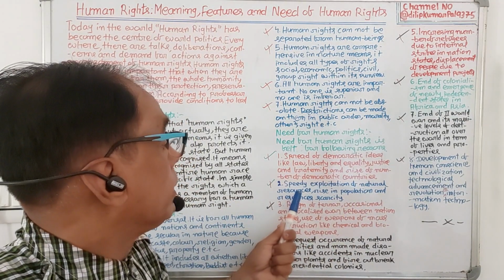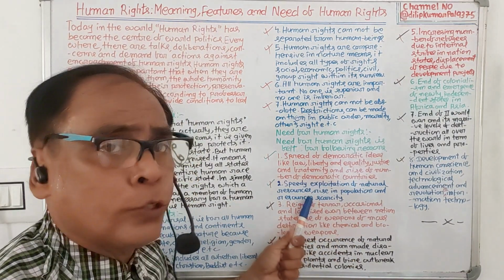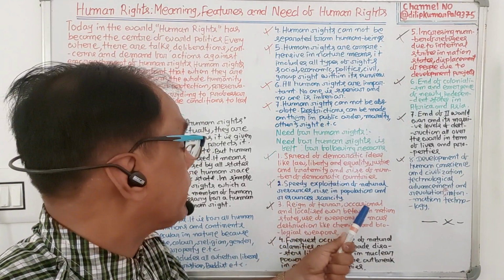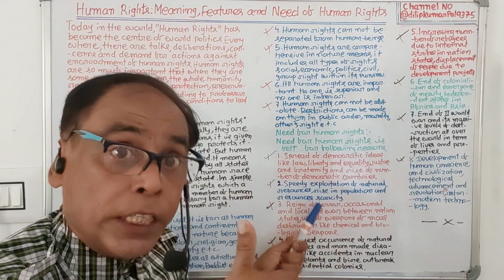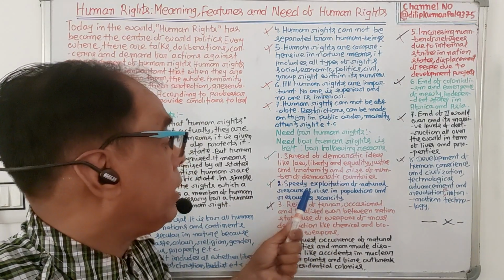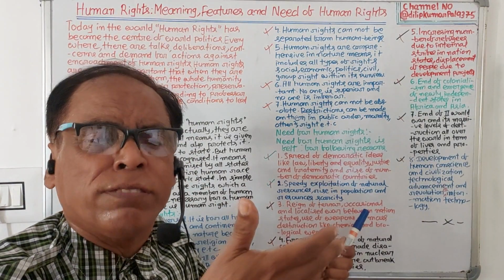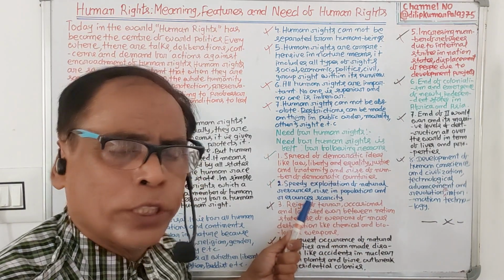Number two, speedy exploitation of natural resources, rise in population and resource scarcity. The need for human rights is felt when there is speedy exploitation of natural resources.